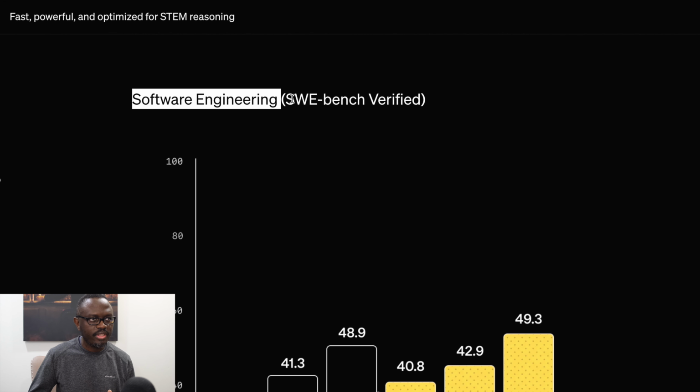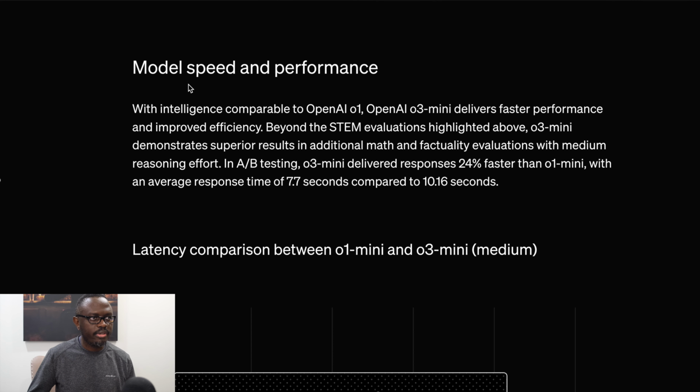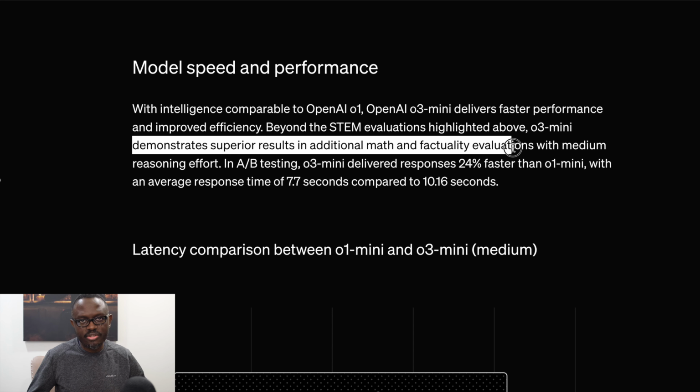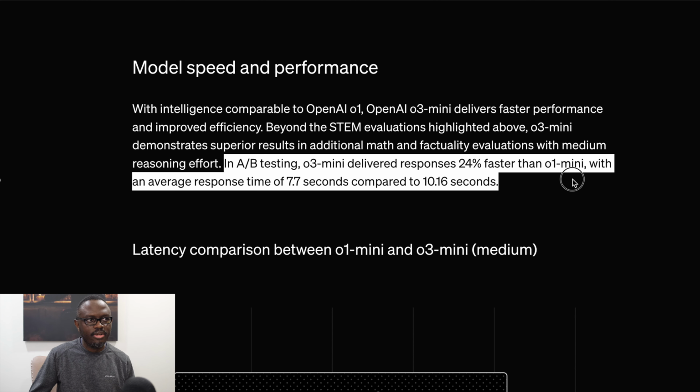Spoke about the software engineering SWE-bench Verified. You can see that O3 mini high scores at 49.3, and the previous models, the O1 and the O1 preview, were slightly lower. They also talk about model speed and performance. With intelligence comparable to O1, O3 mini delivers faster performance and improved efficiency. Beyond the STEM evaluations highlighted above, O3 mini demonstrates superior results in additional math and factuality evaluations with medium reasoning effort. In A/B testing, O3 mini delivered responses 24% faster, with an average response time of 7.7 seconds compared to 10.16 seconds.